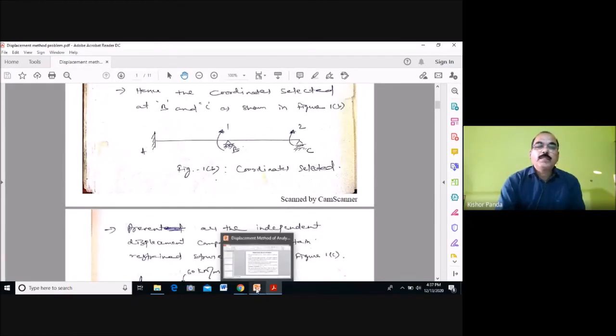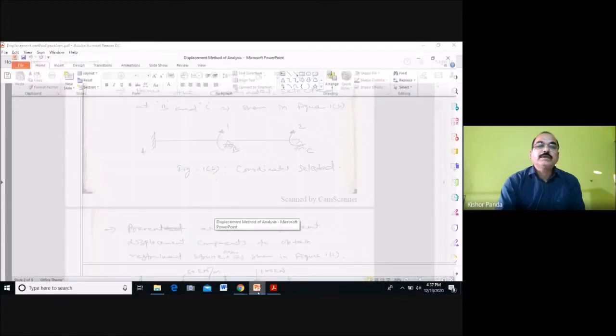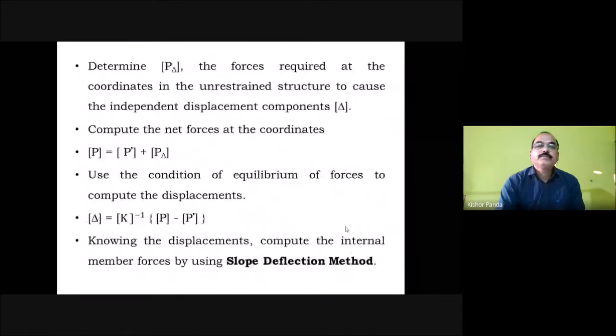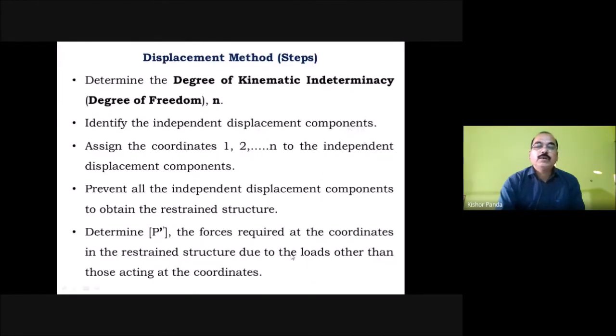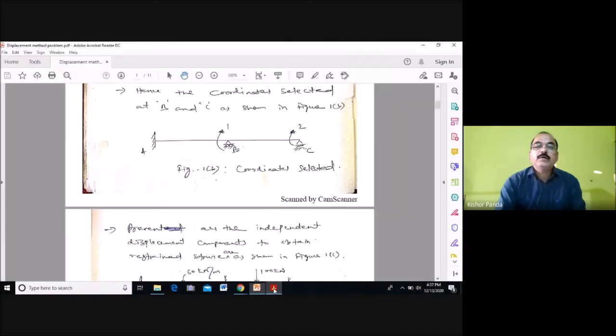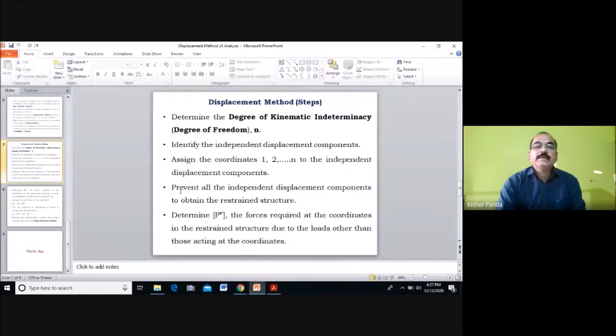What is your next step? After choosing the coordinates, your next step is: here we have identified two independent displacement components. Assign the coordinates 1 and 2 to the two independent displacement components. Then the next step is to prevent all the independent displacement components to obtain the restrained structure.